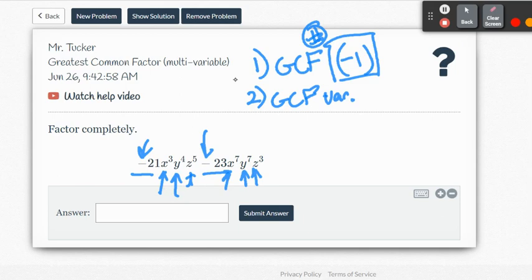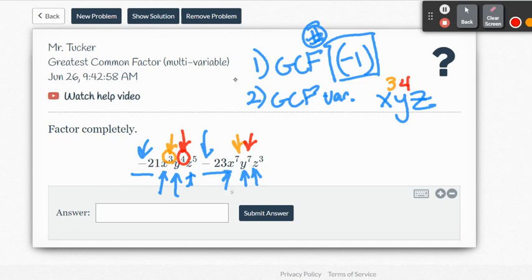So x, y, z are all in common, and then I have to go back through and decide, well, how much of each one? Well, there's 3 x's and 7 x's. The lowest is the one that you take, so x to the third is how many x's I can take out, how much is in common. And then for the y's, I've got 4 y's on the first one, 7 y's on the second one, so the lower of the two is 4, so I put 4 as my exponent on the y.